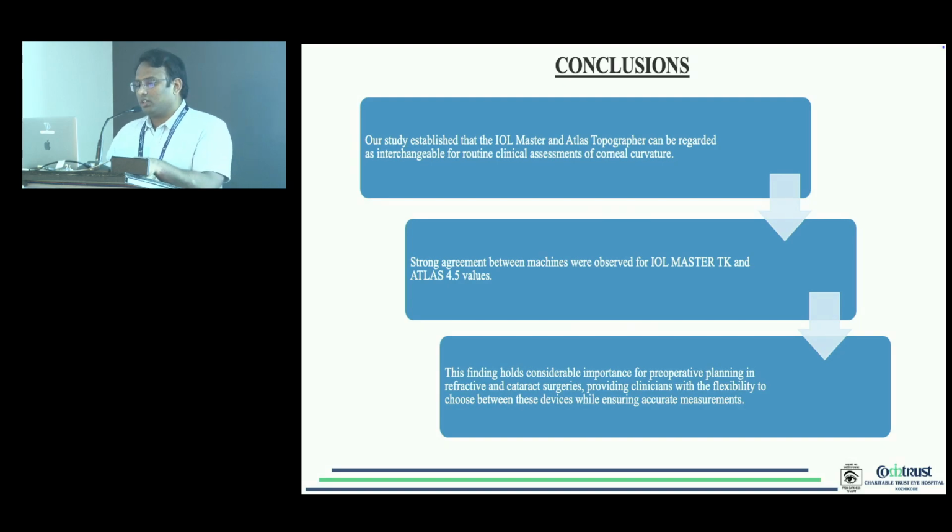My conclusions are: our study established that IOL Master and Atlas topographer can be regarded as interchangeable for routine clinical assessments of corneal curvature, but strong agreement between the machines was observed for IOL Master TK and Atlas 4.5 values. These findings hold considerable importance for preoperative planning in refractive and cataract surgeries, providing clinicians with the flexibility to choose between these devices while ensuring accurate measurements.